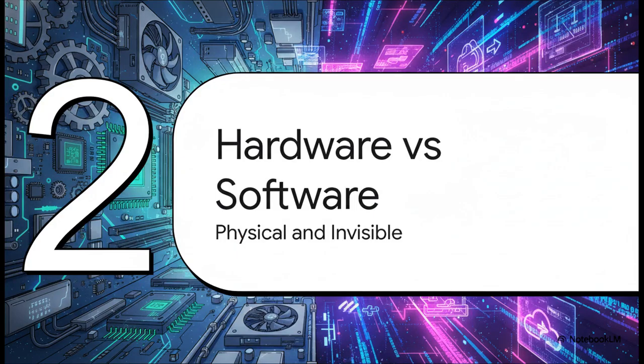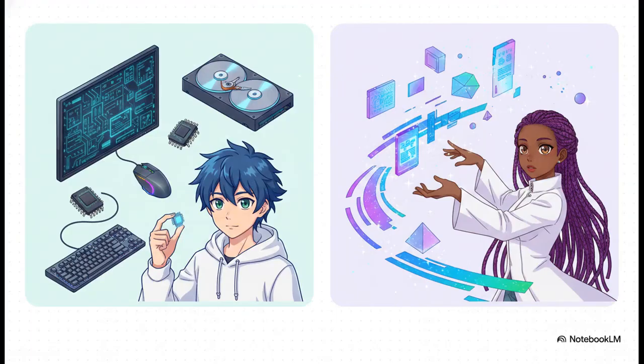Which brings us to Section 2, Hardware versus Software, the physical and the invisible. So the absolutely crucial point here is that hardware represents the physical, tangible objects, the stuff you can literally touch. We're talking about the monitor, the mouse, the keyboard, the hard drive, and the actual physical chips inside the case. Software, on the flip side, is the invisible set of instructions. It's the data that translates your specific needs into computer action. Basically, anything that can be stored electronically is software. It is the ghost in the machine telling the physical processor exactly what to do and how to do it.